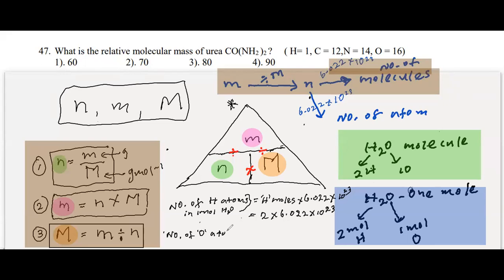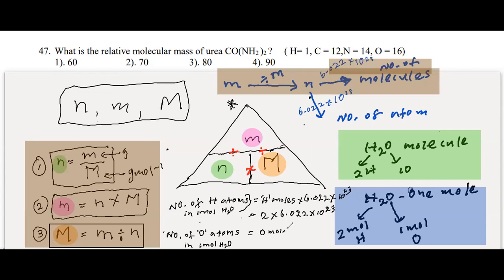The number of oxygen atoms will be 1 into oxygen atomic moles, oxygen moles into Avogadro constant. Oxygen moles, how many? 1 mole of water has 1 mole of oxygen. Look at the one I have highlighted in blue. 1 mole of water has 2 moles of hydrogen and 1 mole of oxygen. Therefore, 1 into Avogadro constant.